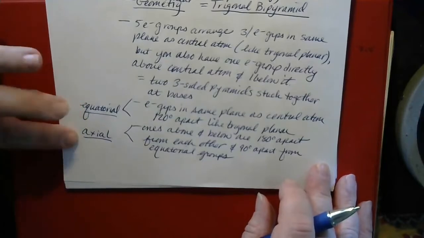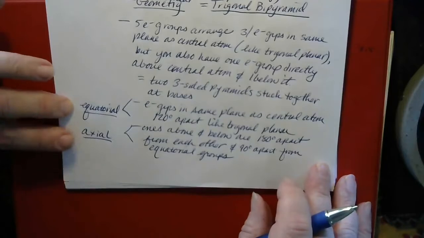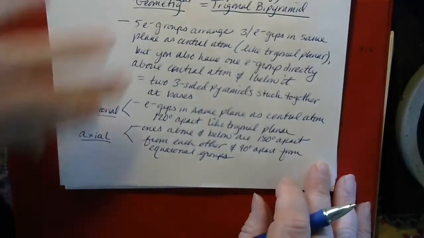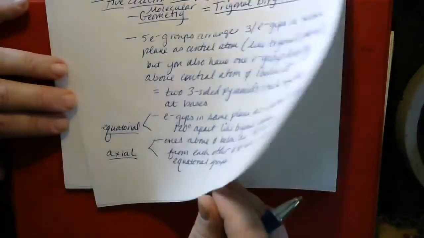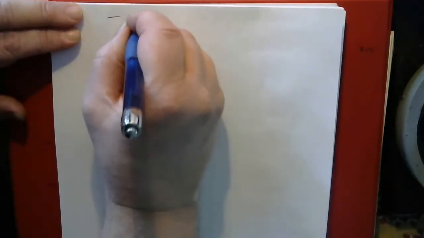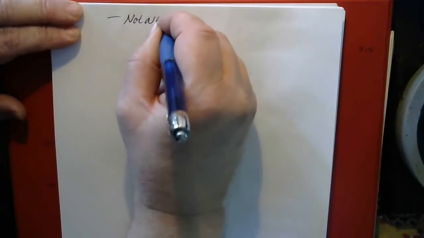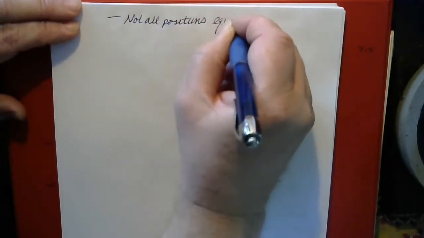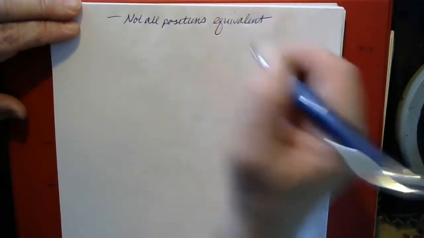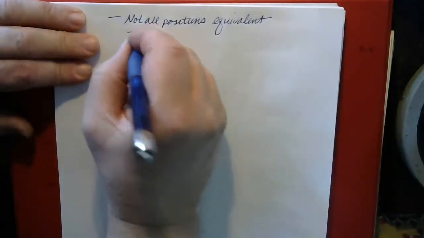The 2 different names for different positions in this molecule might tip you off that, unlike the previous geometries we've seen, not all of the positions in this geometry are equivalent to each other, even if all of the outer atoms are of the same element. So not all the positions are equivalent.